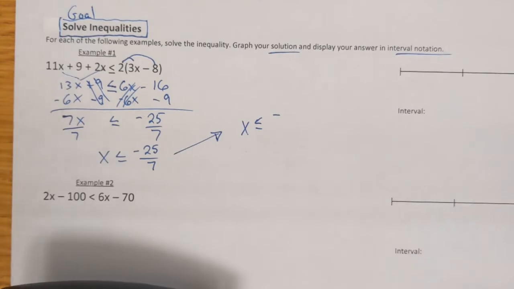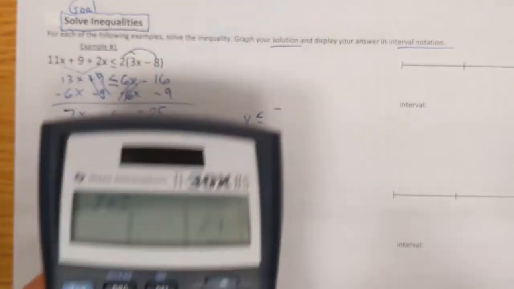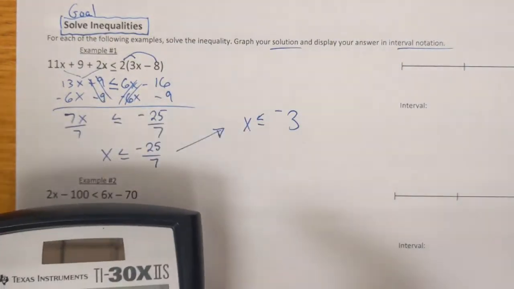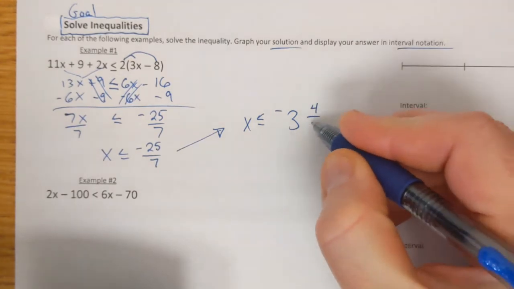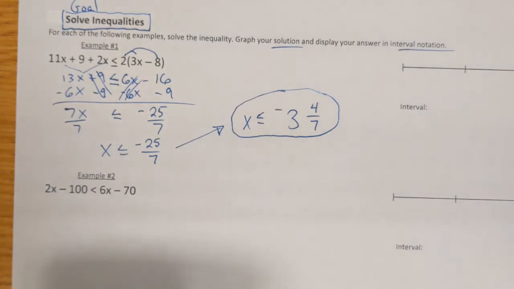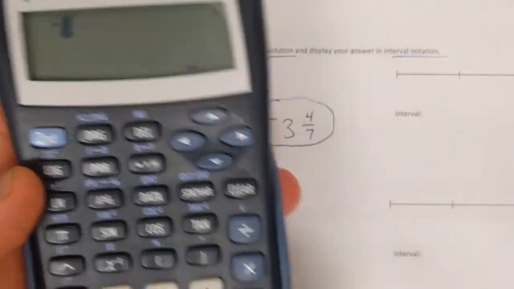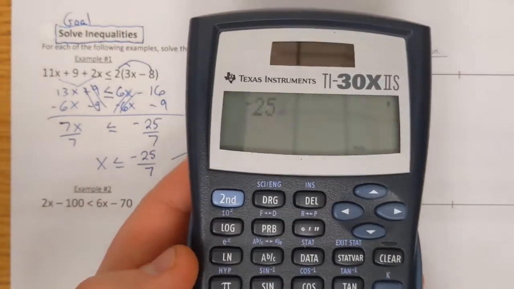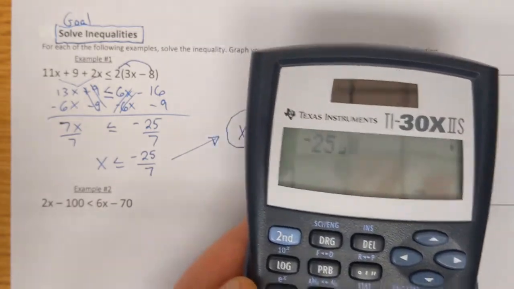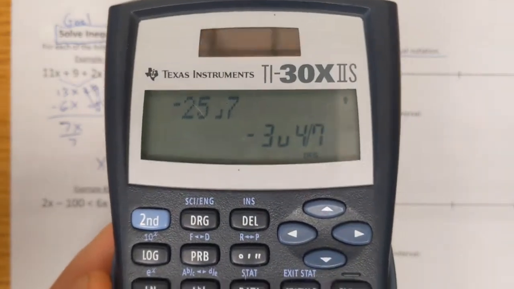Negative 25 divided by 7 is negative. I'm going to say 7 goes into 25 3 whole times with 4 left over. So here's how I'm going to write my answer as what's called a mixed number. X is less than or equal to negative 3 4/7. And a quick little trick, I'll show you how these calculators have an ABC button. If I do negative 25 ABC 7, it'll show me the mixed form as well, negative 3 4/7.